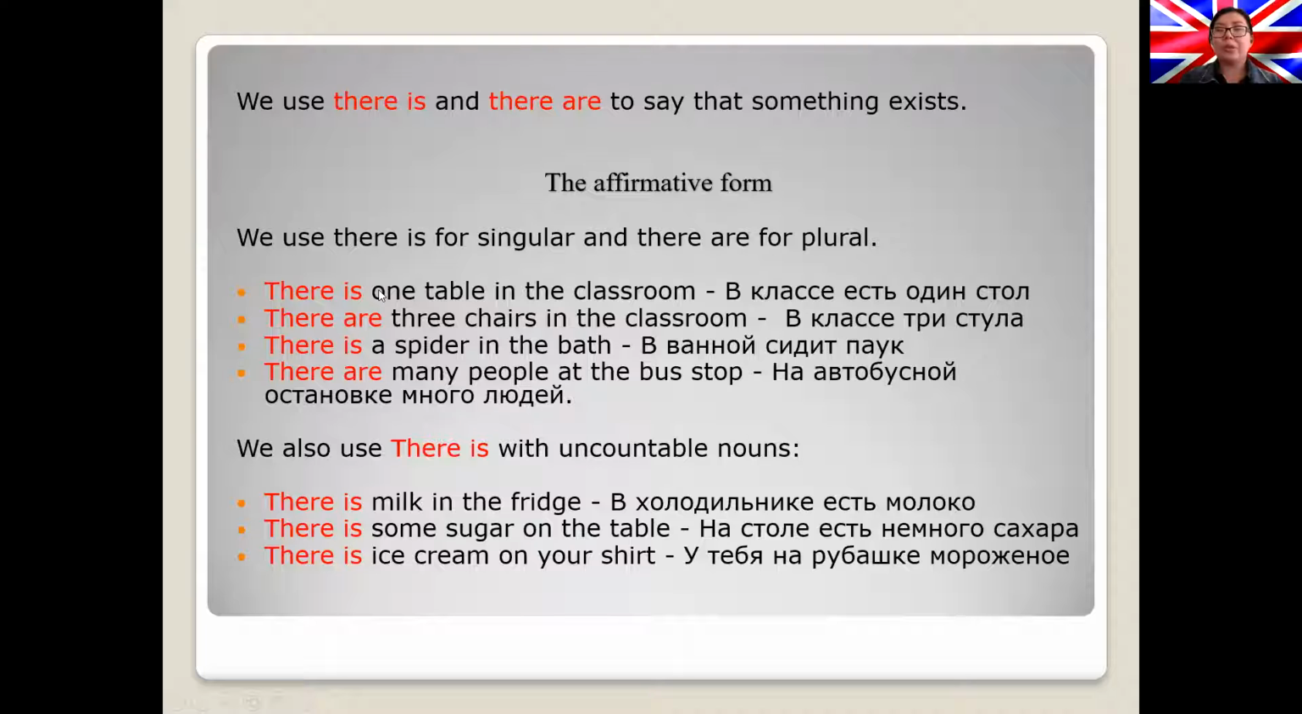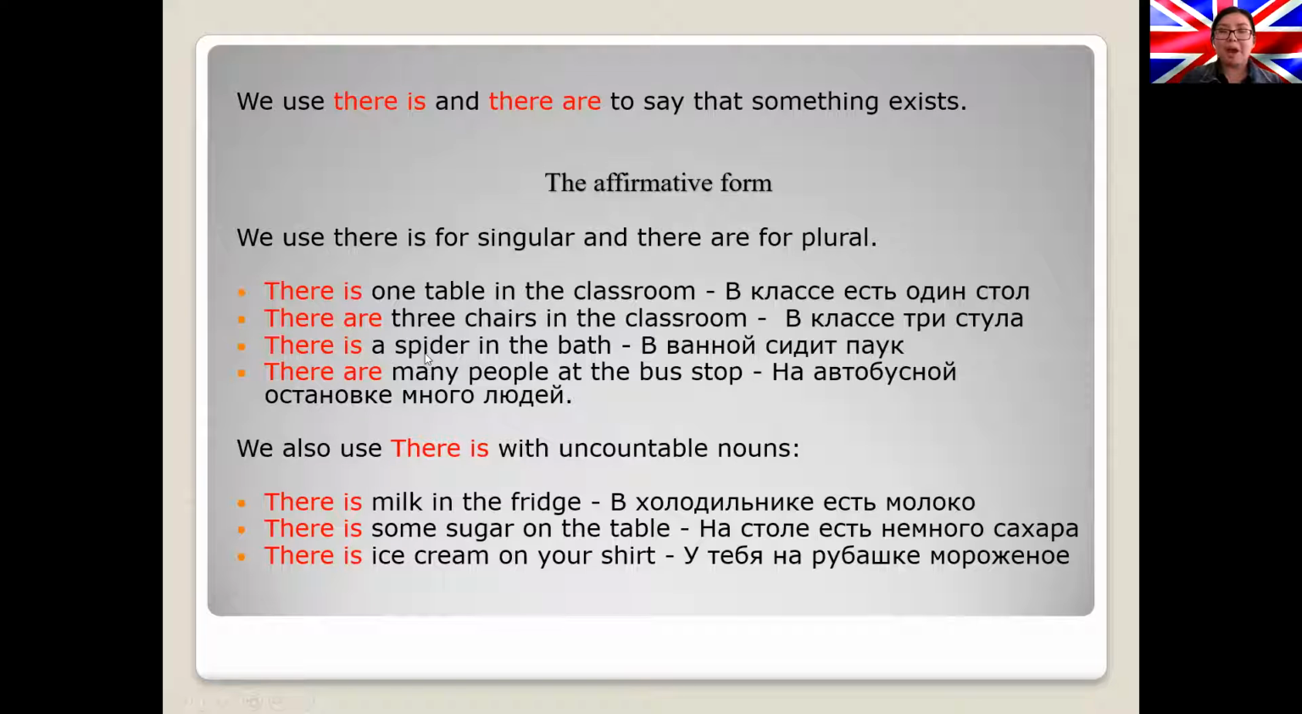So we are talking about one table in the classroom. We use there is. Next, there are 3 chairs in the classroom. В классе есть 3 стула. 3 chairs, this is plural. We use there are.